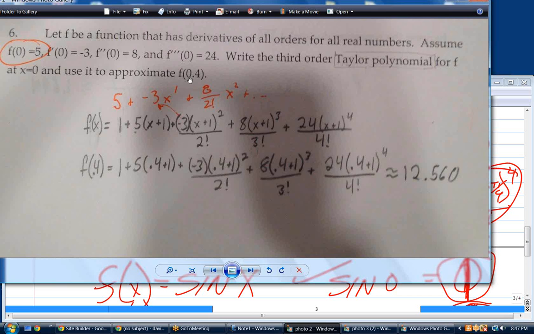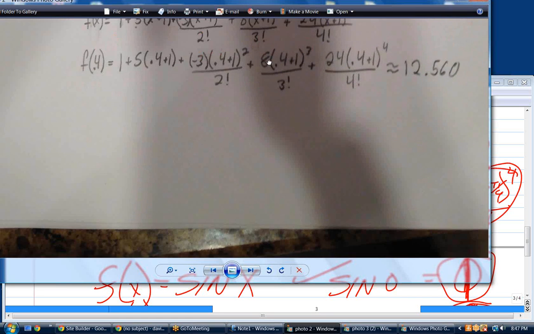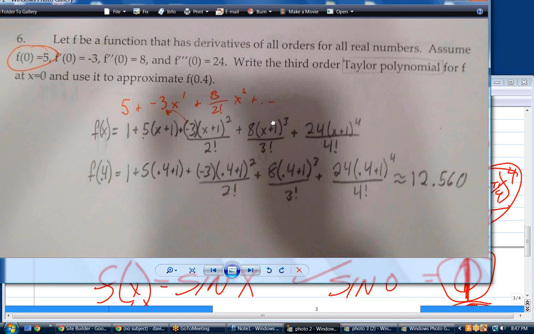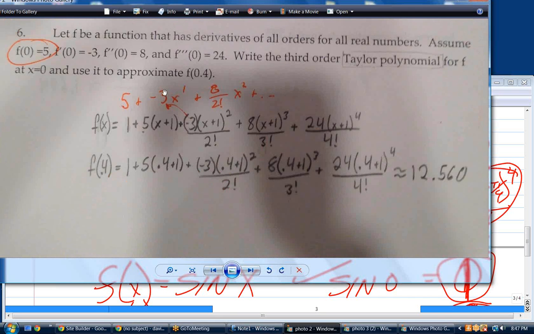So if we want to approximate what the function of 0.4 is, I could plug in 0.4 for x and take as many terms as I want. Well, if I'm only going to use the third, then I would just use these 3. In other words, 5 minus 3 times 0.4 plus 8 over 2 times 0.4 squared should be the answer. So I just put in 0.4 for wherever there's x. Got it? Yeah, into the orange one. Okay, let me write that down real quick.